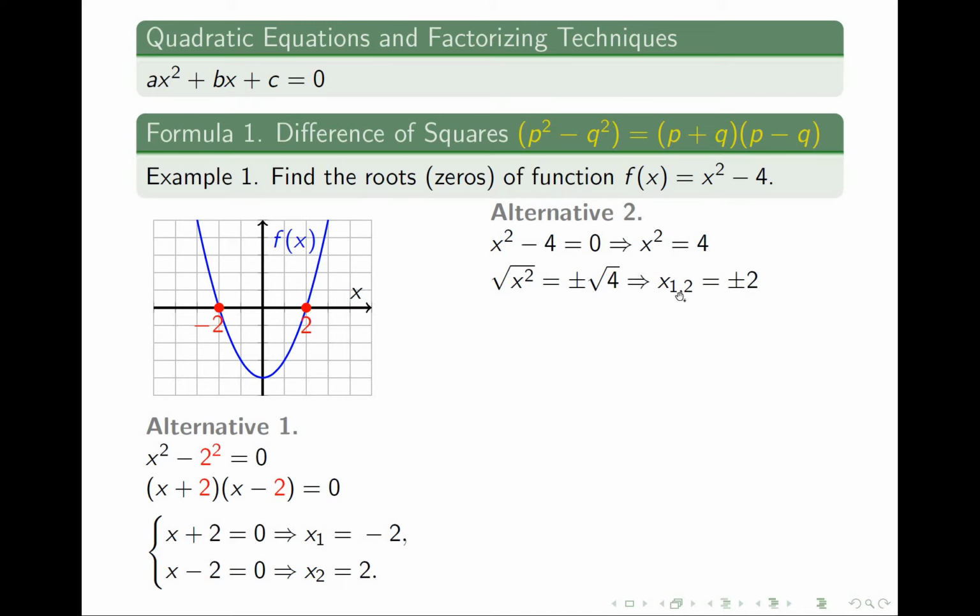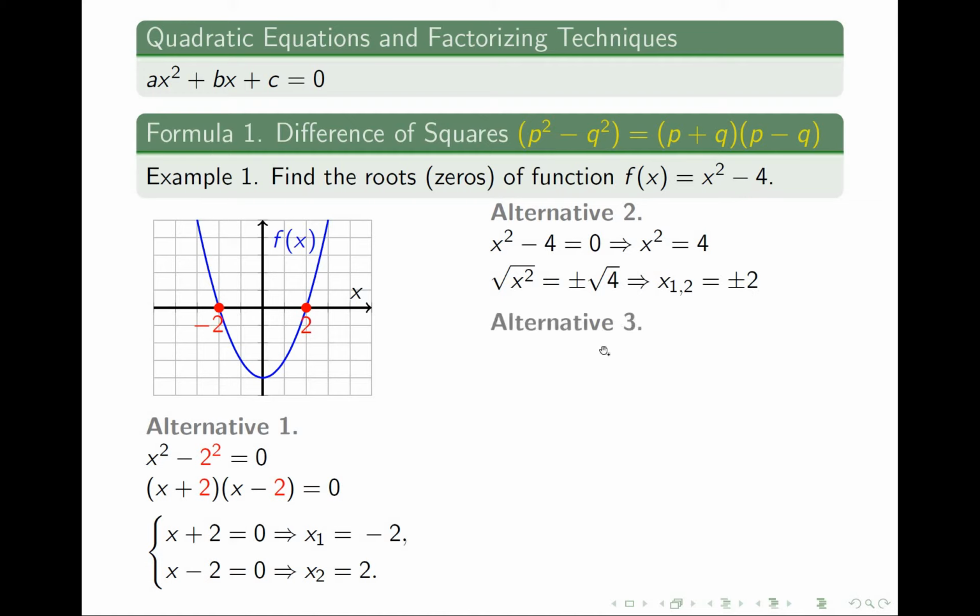But we have two x's, x1 and x2, plus minus 2. So if we put x equal to 2, we get 2 to the power 4 minus 4 equals 0. At the same time, if we put minus 2, squared also is 4. So 4 minus 4 is 0.